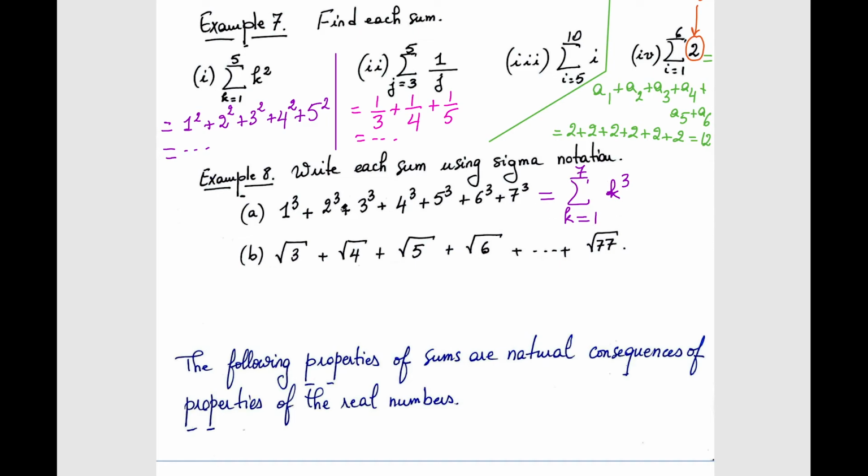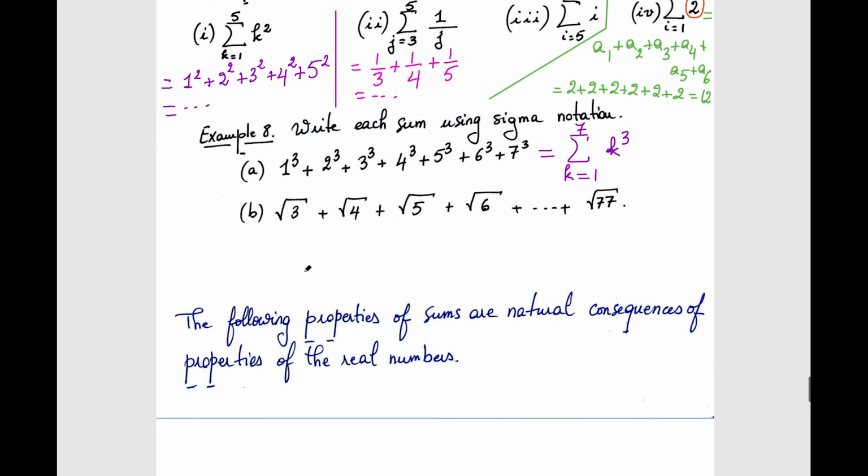So this is a way to represent this. Now, go back if you wish. Try to write it backwards, or just to convince yourself even more. When k is 1, this becomes 1 cubed, the first term. When k is 2, this becomes 2 cubed, and so on and so forth. And the last term is when k is 7, you get 7 cubed, correct? Okay.